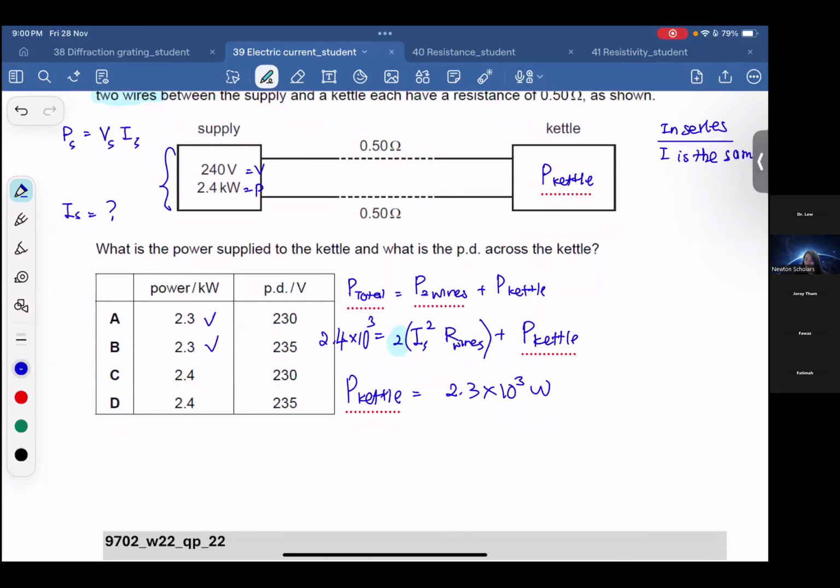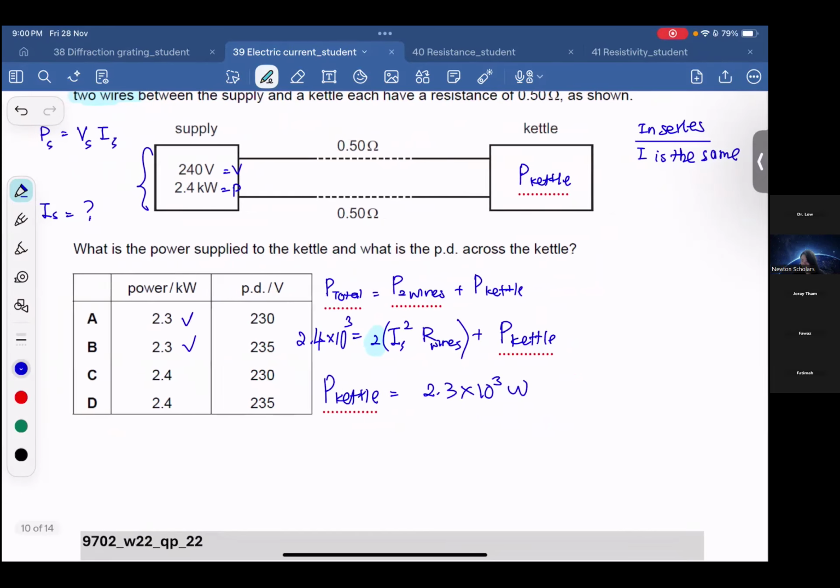So for A and B, the potential difference. If you get the power, you know the current because this is in series. In series, the current will be the same.